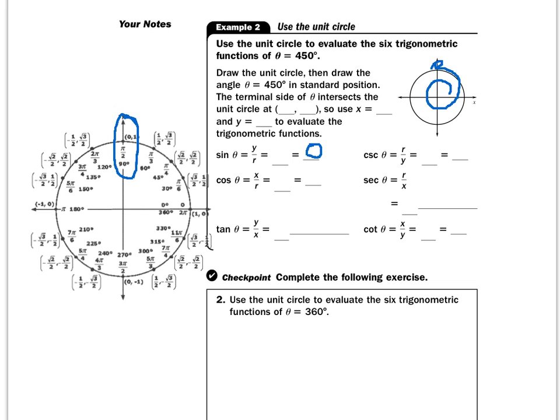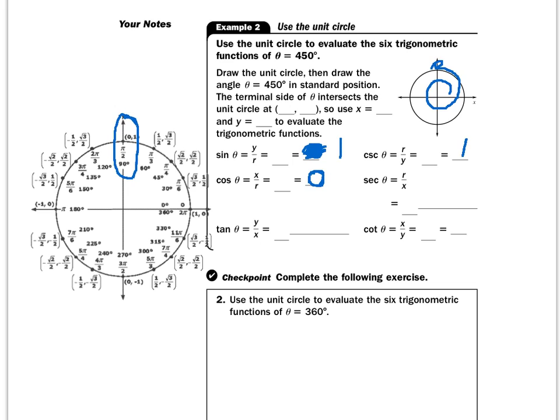Sine? Well, that's 0. Cosine would be, the y value up there is 1. That makes the cosecant value 1, because it's 1 over 1. The cosine value is 0 over 1, or just 0.